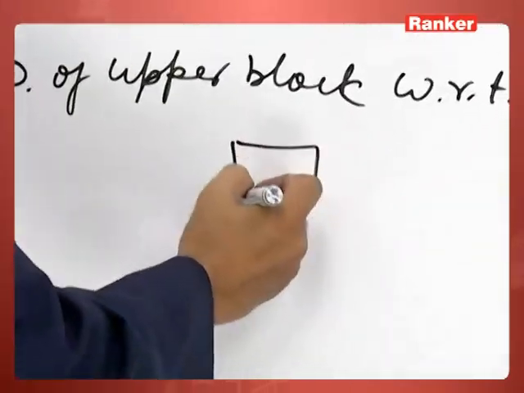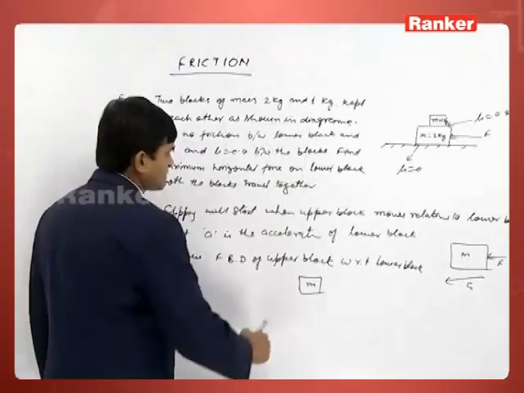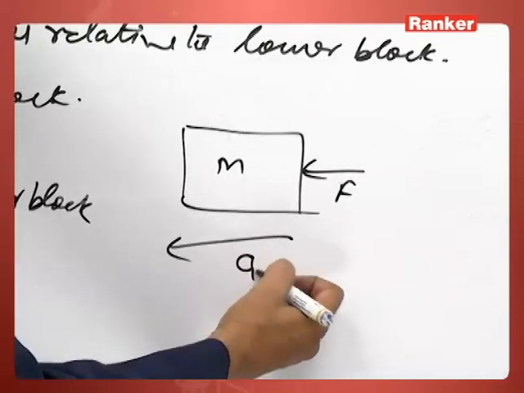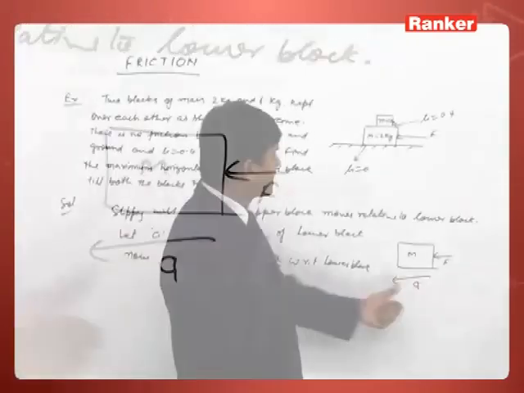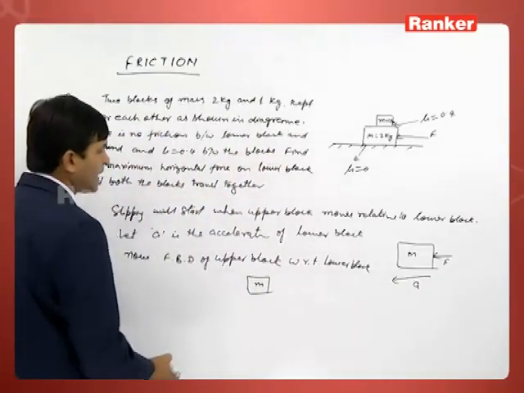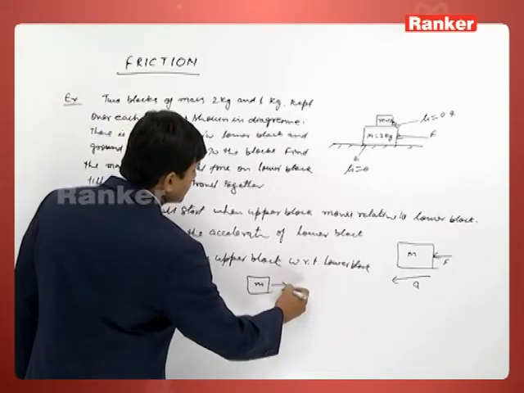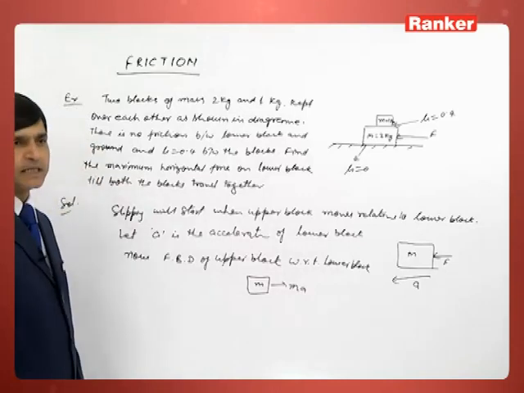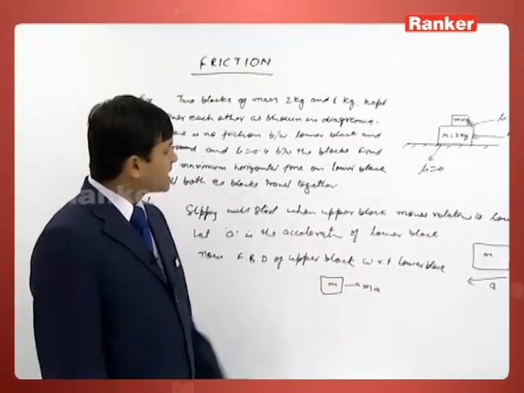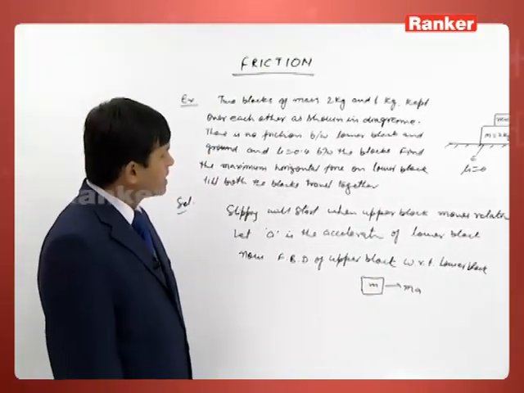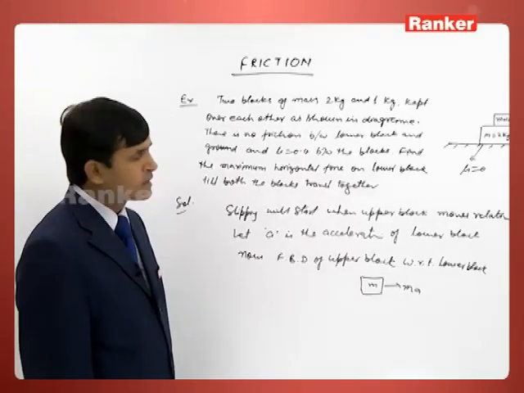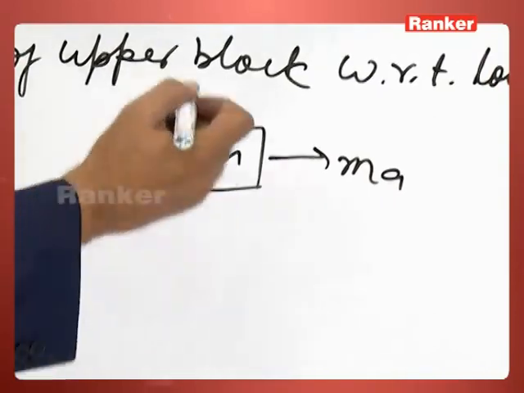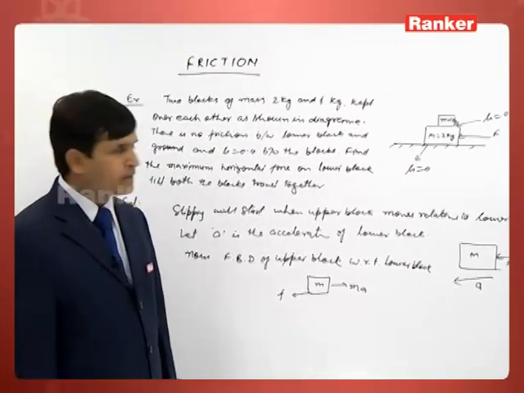This is your upper block. Since the lower block is moving with acceleration A in the leftward direction, first we have to apply a pseudo force on the upper block in the rightward direction. Because of that pseudo force, the upper block has a tendency to go to the right side. So immediately the friction force will act in the leftward direction.